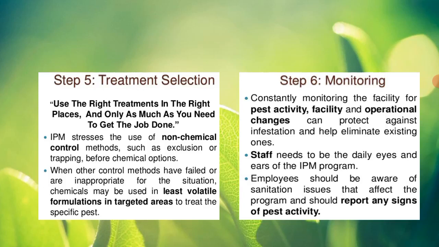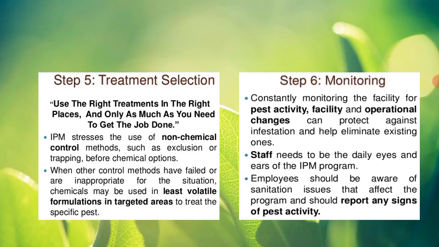Then when other controls have failed or are inappropriate for the present situation, the chemicals can be used in the least volatile formulation in targeted areas to treat the specific pest. And even if we are using chemicals, we have to use them in the least volatile formulation so that our plants should not get harmed.